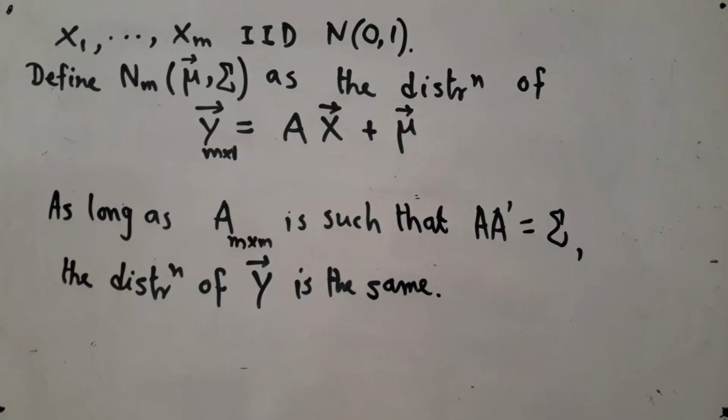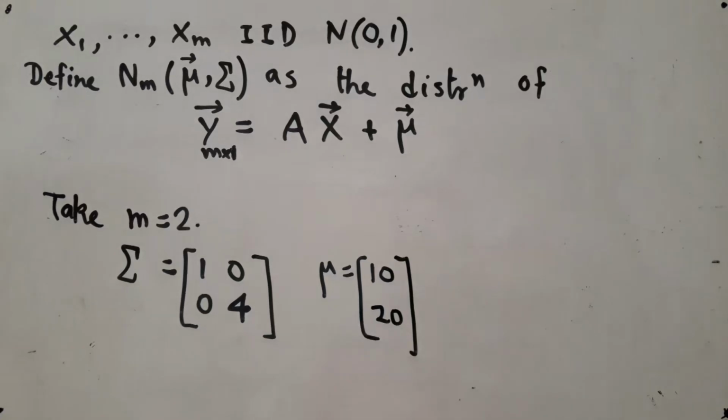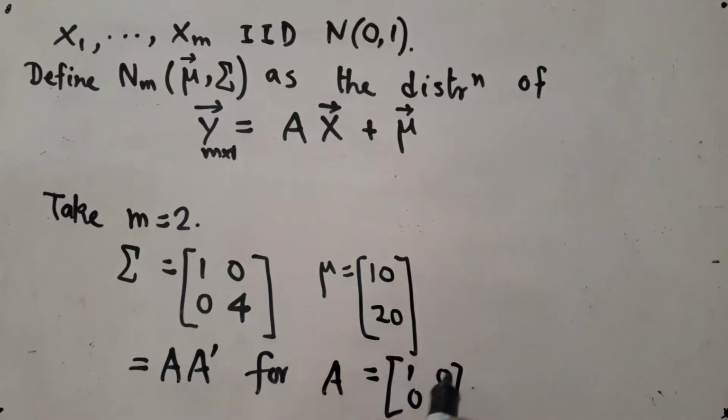But for the time being, let's do an exercise to familiarize ourselves with this definition. In this exercise, I just ask you to follow this definition for a particular choice of mu and capital sigma for m equal to 2. So I give you 10 and 20 for mu, and in this case I give you 1, 4 for sigma. So it's a diagonal matrix. Now you may wonder whether it is a non-negative definite matrix. The answer is yes. In fact, I will give you one particular choice for A. If you take A equal to 1, 0, 0, 2, just taking the square roots, then you can easily convince yourself that A A transpose is this capital sigma.